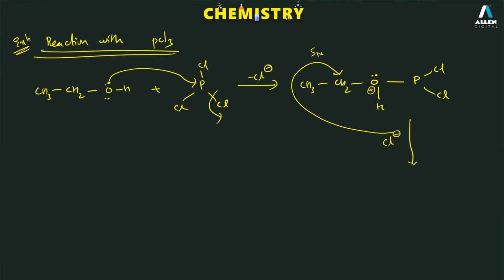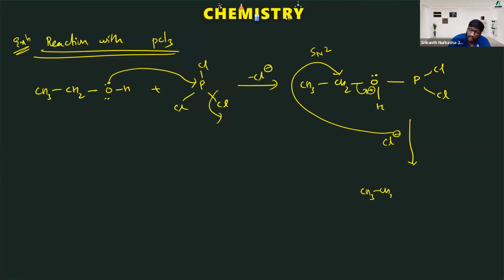SN2 attack occurs. The carbon-oxygen bond is cleaved to neutralize that positive charge. You will generate CH3CH2Cl plus POH. Oxygen regains its lone pair, and we have two phosphorus-chlorine bonds as well. This POHCl2 is going to react again with one more molecule of alcohol.